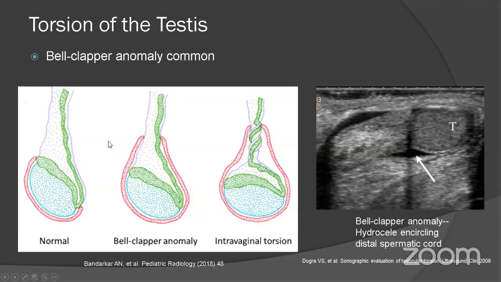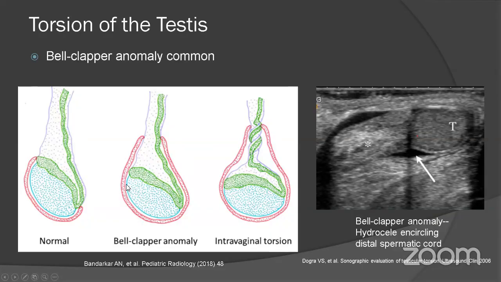Now, I want you to just give a minute to this slide. It's very important, and I hope you all understand the bell clapper anomaly. It is a very common underlying cause and predisposing risk factor for testicular torsion. The normal investment of the tunica vaginalis, indicated by these red lines, is basically at the superior and inferior ends, the epididymal head and the tail of the epididymis, and that's where it inserts.